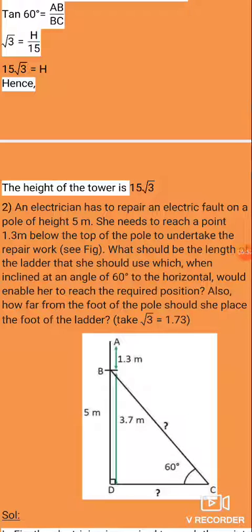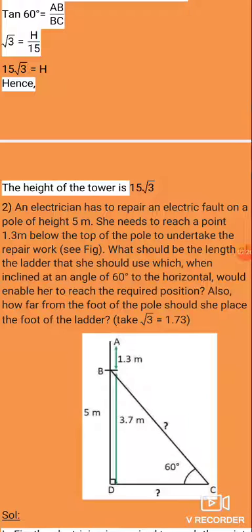She needs to reach a point 1.3 meter below the top of the pole to undertake the repair work. What should be the length of the ladder that she should use, which, when inclined at an angle of 60 degrees to the horizontal, would enable her to reach the required position? Also, how far from the foot of the pole should she place the foot of the ladder?